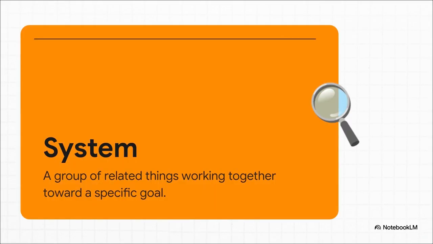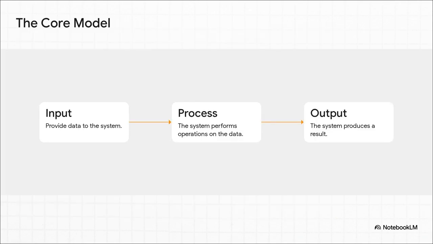A computer isn't one thing, it's a system. Just like a city's subway system or your own body's circulatory system, it's a bunch of different parts all working together to get a job done. And pretty much every system, no matter how complex it seems, follows one simple fundamental pattern. And here it is. This is the blueprint for basically everything.